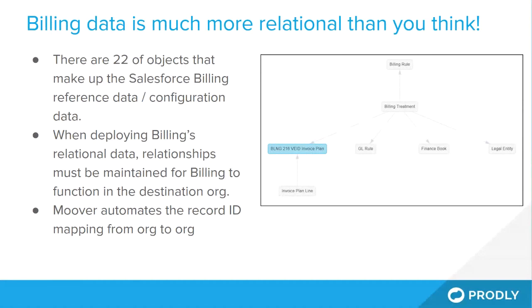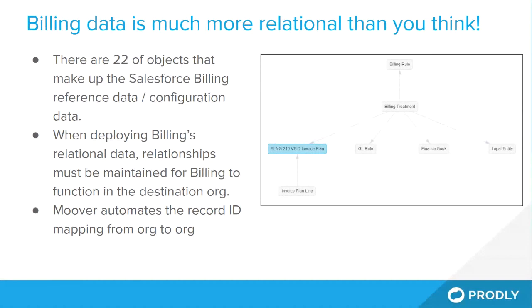So Moover handles the automation of when it deploys the records from one org to the other, remapping all of the record IDs from one org to the other, also detecting existing records and updating them if they exist and inserting them if they don't, and then remapping the relationships as well.